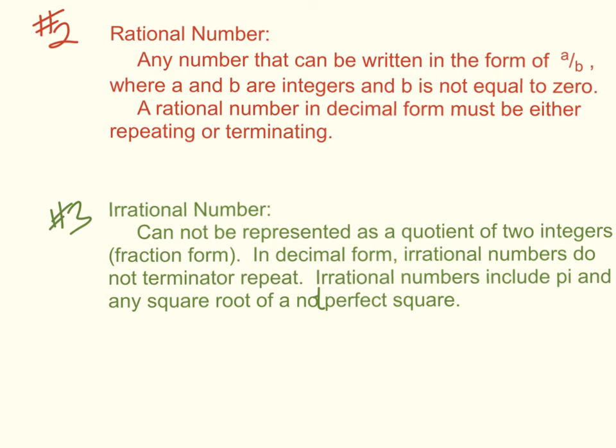Here are two definitions that I hope you write into your notes. The first one is rational number. It is any number that can be written in the form of a fraction, integer a over integer b. Only b must not be equal to 0. A rational number in decimal form will either be repeating or terminating. Irrational number. This is the number that's the opposite of a rational number. It cannot be represented as a quotient or a fraction. In decimal form, irrational numbers do not terminate, nor do they repeat. Irrational numbers include pi and any square root of a non-perfect square.